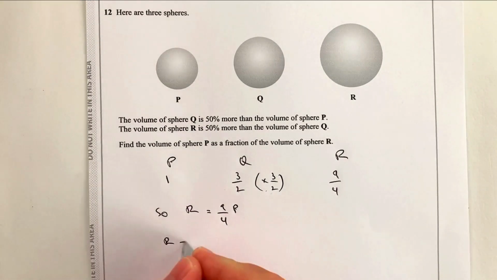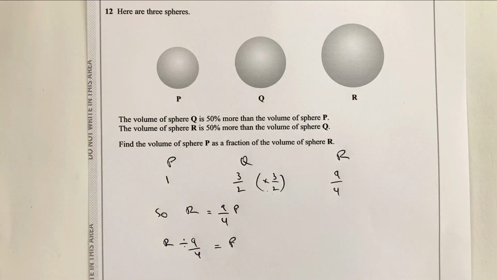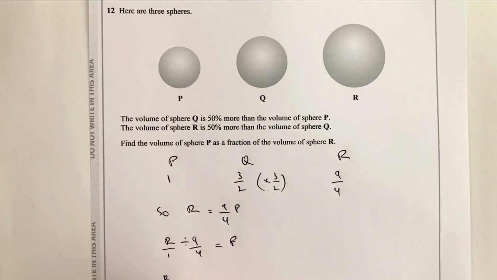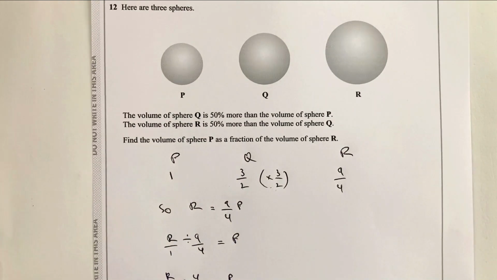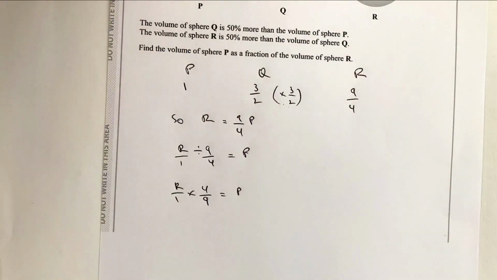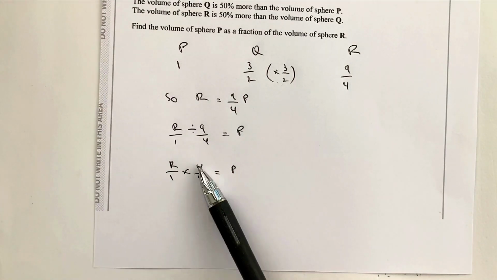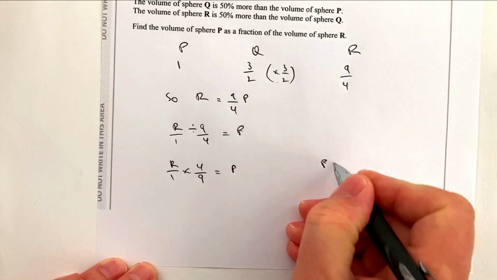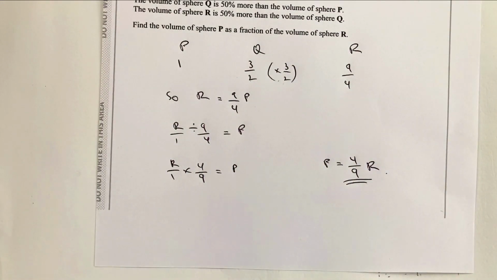So if I divide R by 9/4, that equals P. Okay, so effectively, when you divide by a fraction, I've got R/1, and then what I would do is multiply and flip, and that would equal P. I don't know if you can see that at the bottom of the screen now. Sorry, that went off the screen. So what I've done is I've multiplied and flipped over the other side, which is really just a way of writing that P equals 4/9 R. And that actually is the answer to this particular question.